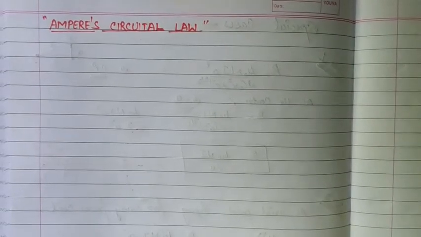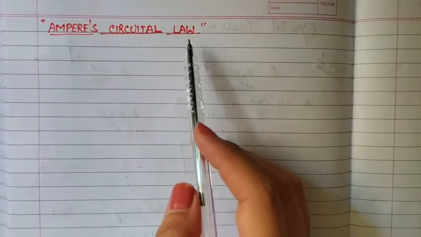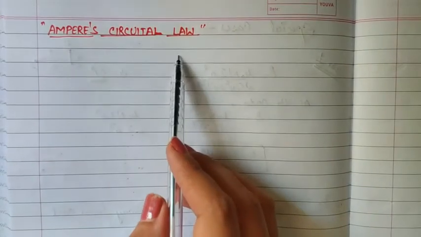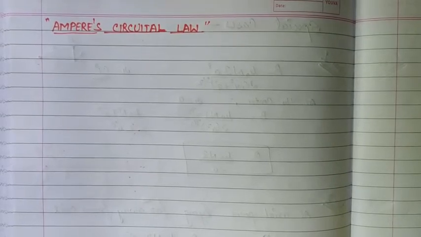Hello students. So in this video we are going to study all about Ampere's Circuital Law. Let us study by comparing it with what we have studied previously in electrostatics. So in electrostatics we have Gauss law, that is an alternative form of Coulomb's law.